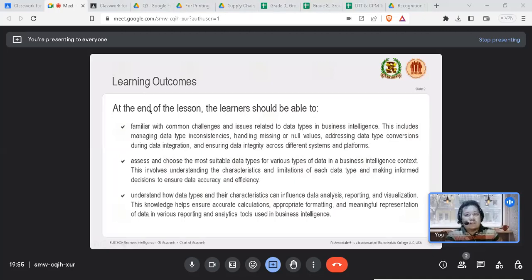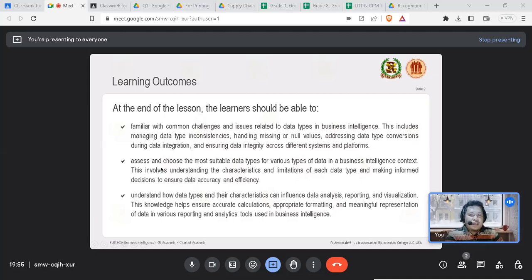At the end of this lesson, the learner should be familiar with common challenges and issues related to data types in business intelligence. This includes managing data type inconsistencies, handling missing or null values, addressing data type conversions during data integration, and ensuring data integrity across different systems and platforms.